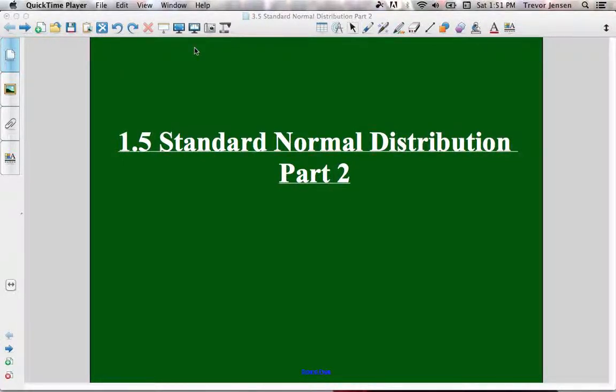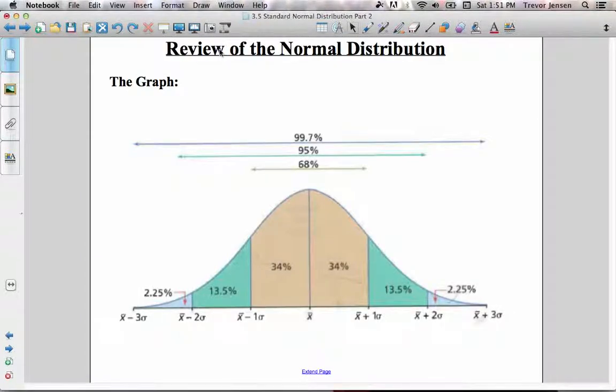Okay, I just wanted to do another quick tutorial on applying the standard normal distribution. I'm going to go through this one quite a bit quicker than I did on the previous lesson. So just very quickly, once again, here's the graph of normal distribution.